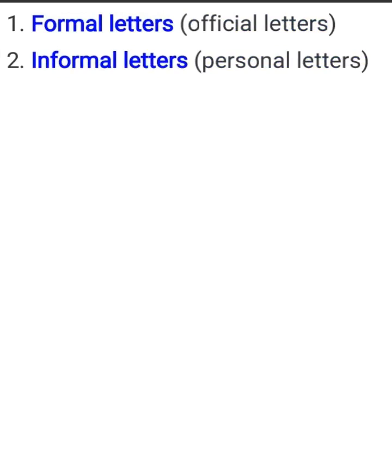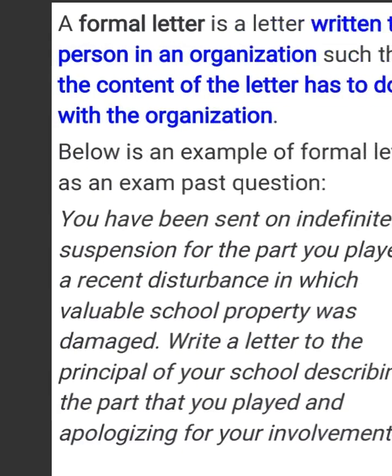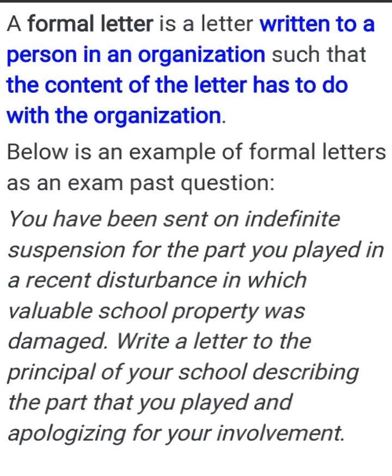So formal letters and informal letters are two types of letters that exist. Formal letters can also be referred to as official letters, whereas informal letters can also be referred to as personal letters. Let's make progress now as we review each of them one after the other. We want to see the difference between the two and how to recognize them in an exam when presented as a question request.